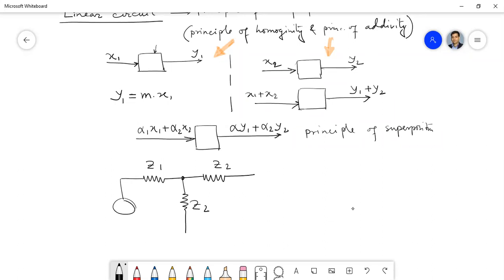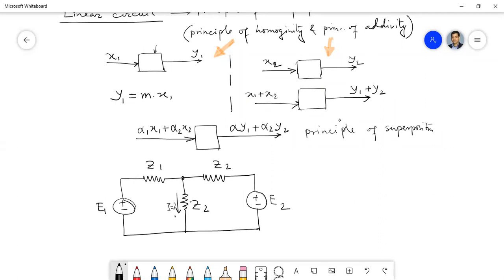Now, as I mentioned at the beginning, it should have multiple sources. So let us take two voltage sources, E1 and E2. Now what I have to calculate here is the current here. So that is the problem.